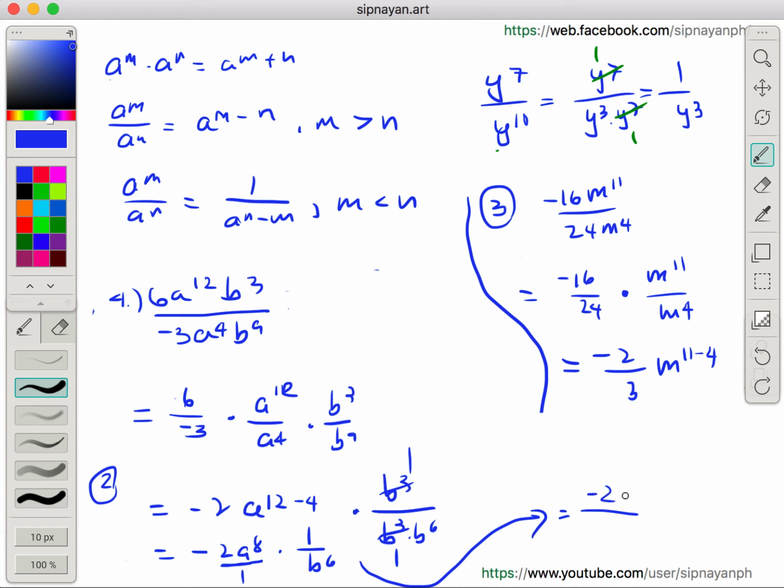So, that's negative 2a raised to the 8th. And then 1 times b to the 6, no? 1 times b to the 6 is b to the 6. And again, pag may negative tayo, usually nilalagay natin sa gitna. So negative 2a raised to the 8th power divided by b raised to the 6th power. Ito na yung pinakasagot natin.